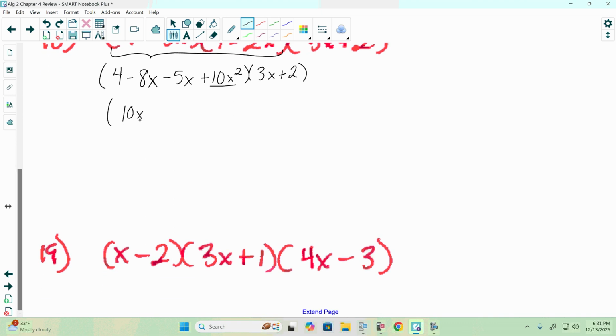10x squared, variable with the biggest exponent, we always want to put it first. Negative 8x minus 5x, negative 8 minus 5 is going to be negative 13x plus 4.